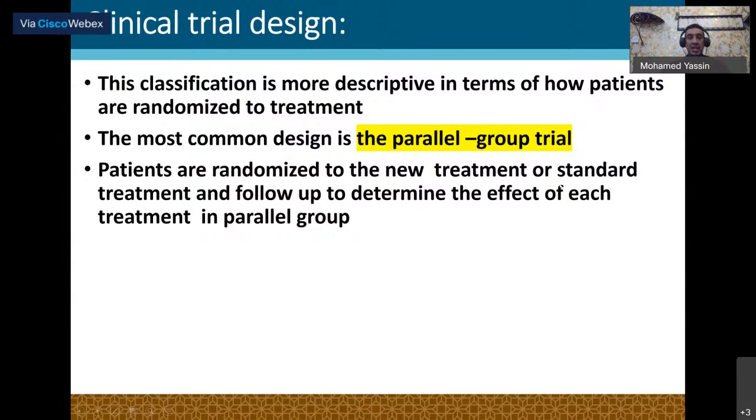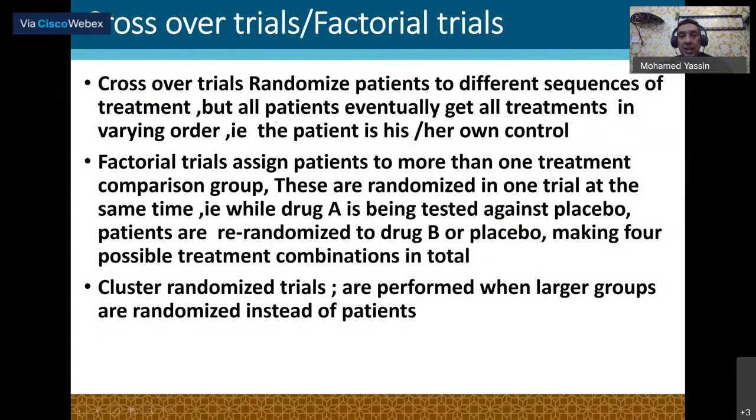The patient can be, as I said, randomized to new treatment versus standard treatment or gold standard, or standard treatment versus placebo. There are different ways of randomization, but it's like parallel arms. It means you have a group in the first arm and another group in the second arm. The crossover trials randomize patients to different sequences of treatment, but all patients eventually get all treatments in a varying order. The patient is her own control.